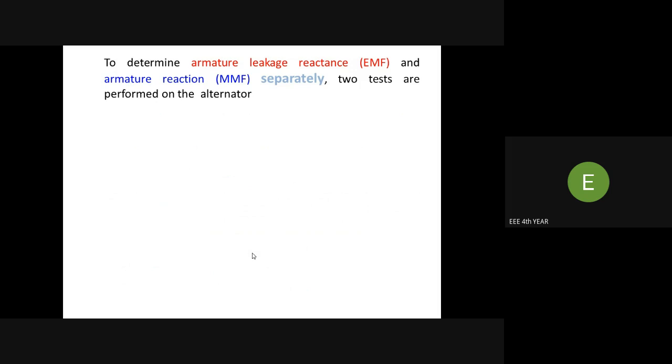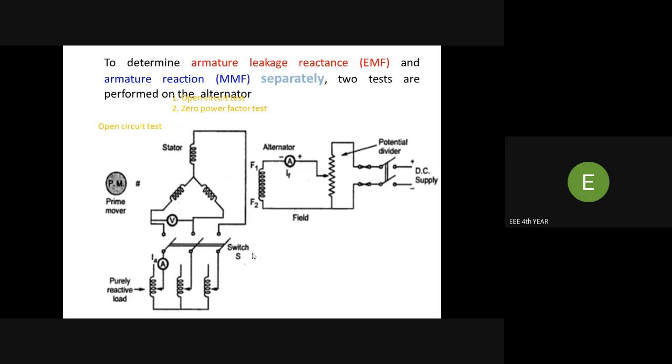To determine the armature leakage reactance, we consider the EMF method. To determine the armature reaction, we consider the MMF method. Two tests are performed on the alternator: the open circuit test and the zero power factor test. Here is the circuit diagram, where purely reactive loads are connected through the ammeter. From the open circuit test, we can determine the OCC characteristic curve.